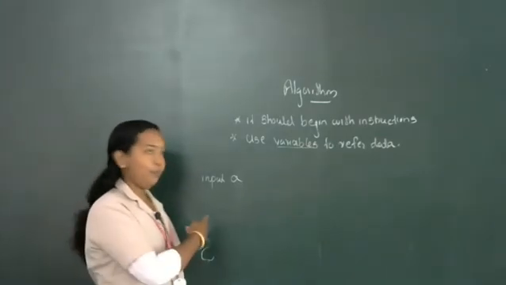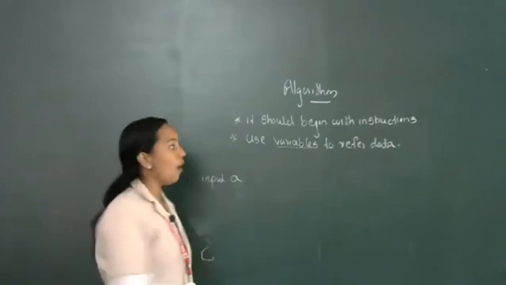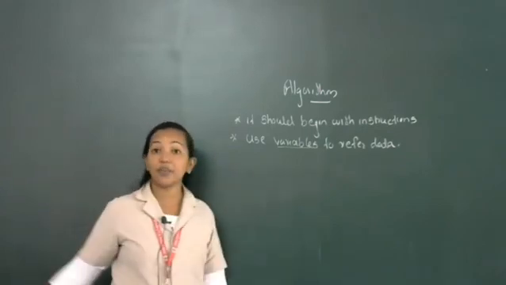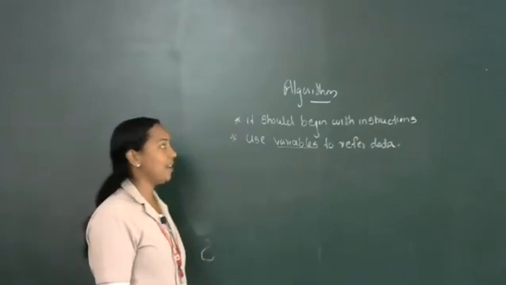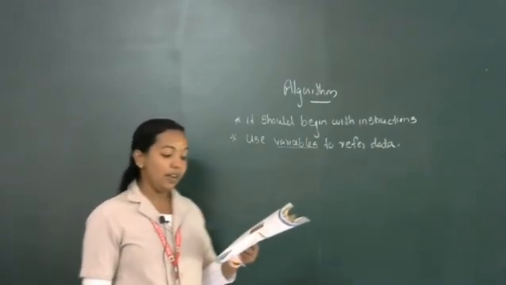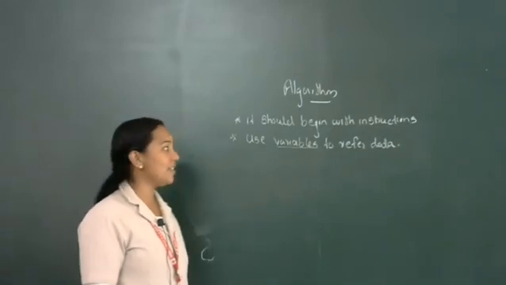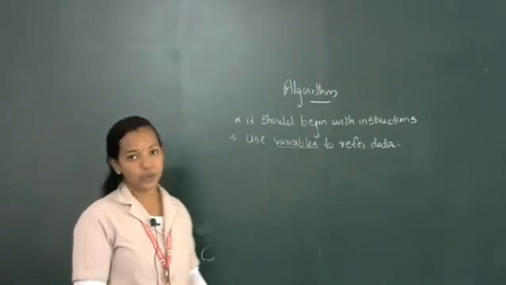But if we use variables, there will be less chance of errors. So always use variables to refer to data. That is the second characteristic: always use variables to refer to data. That means variables are user-defined words used to store values.